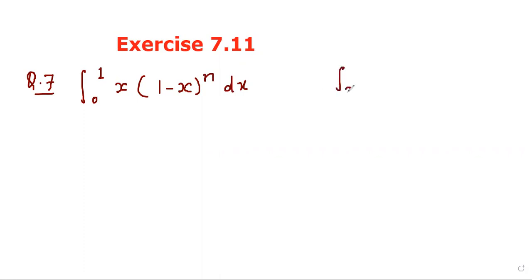Exercise 7.11, question number 7. Integration 0 to 1 x times (1 minus x) power n dx. We use the property integral 0 to a f(x) dx equals integral 0 to a f(a minus x) dx.